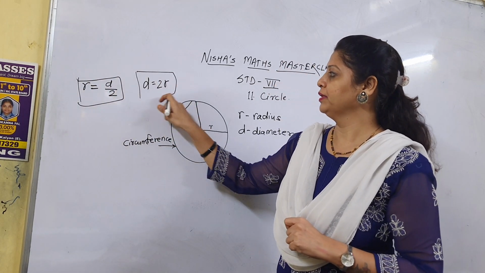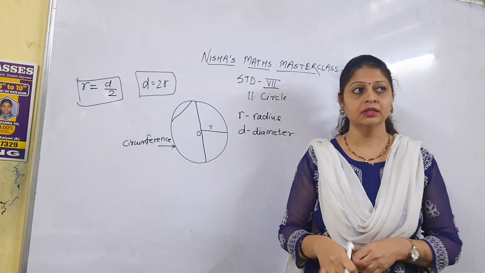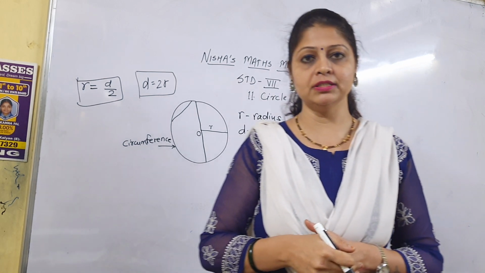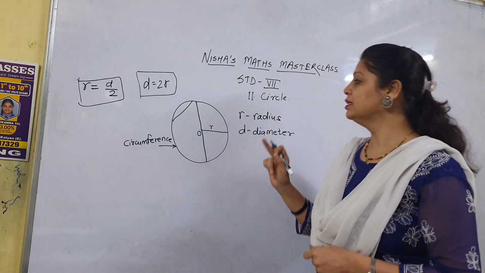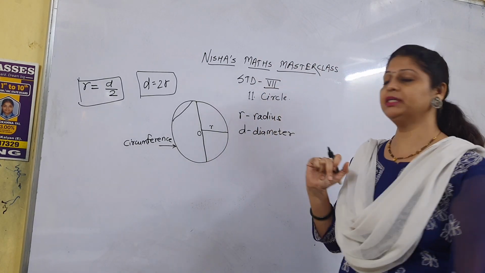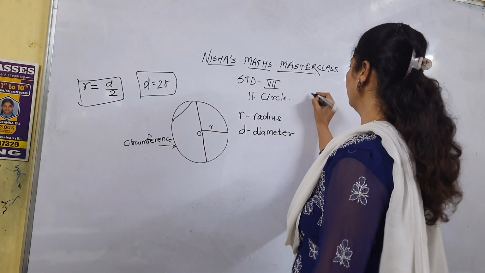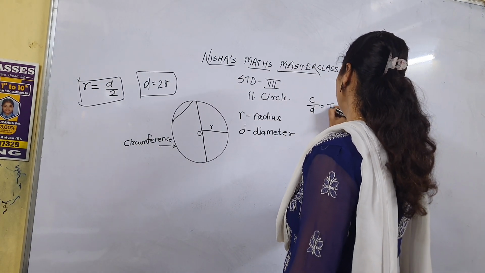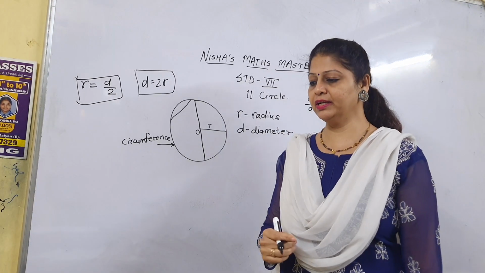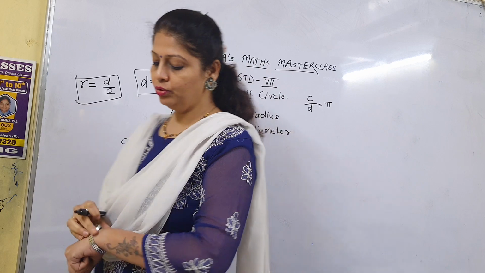Now the next one, the formula related to the circumference. How to find out the circumference? Before that, one more piece of information is given related to the circumference and diameter: the ratio of the circumference and diameter. C upon D is equal to pi.